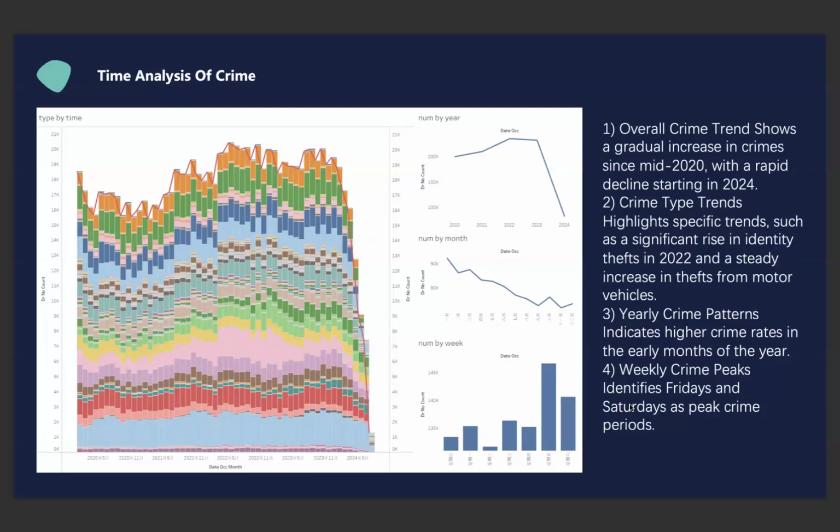Moreover, the dashboard also reviews weekly crime patterns. It highlights that Fridays and Saturdays are the peak periods for criminal activities. This information is vital for law enforcement agencies to allocate their patrols and resources more effectively during these high-risk days.